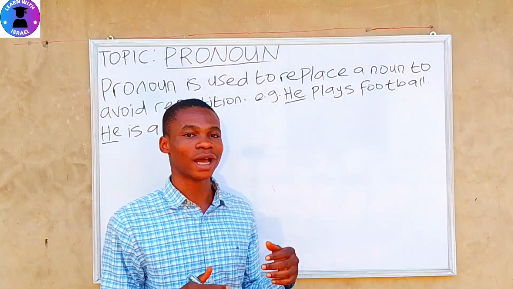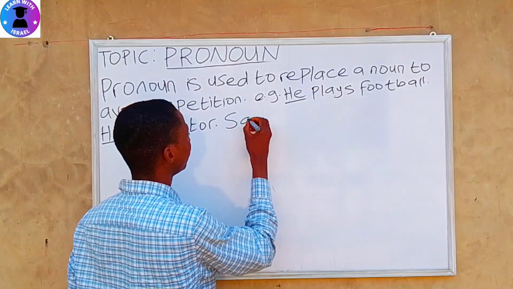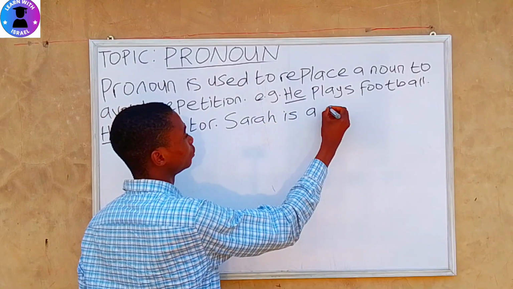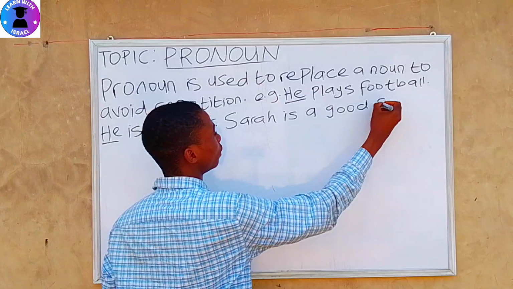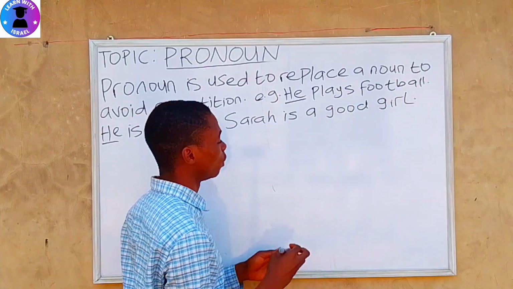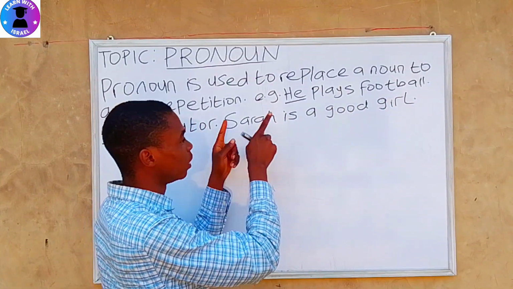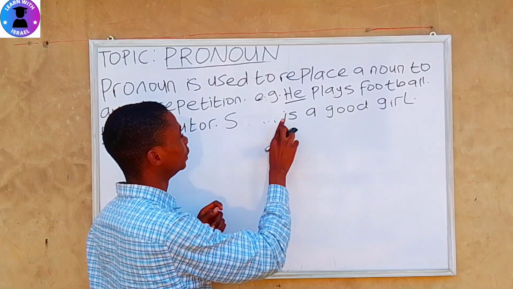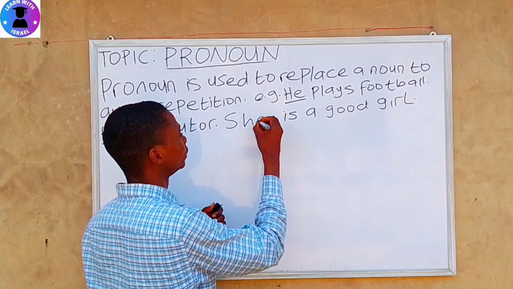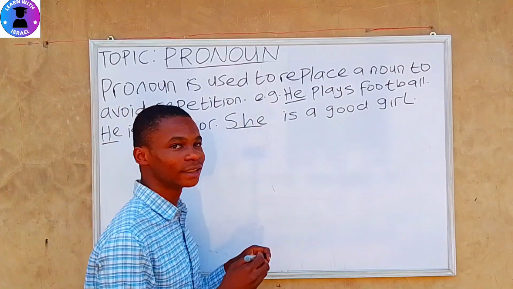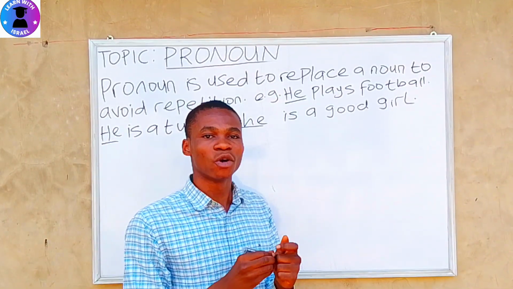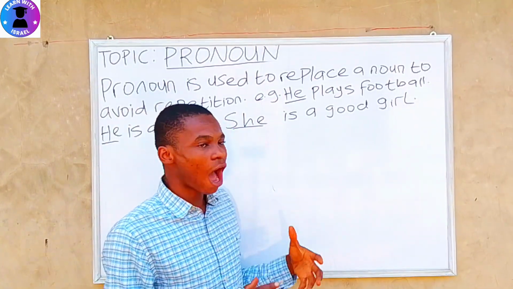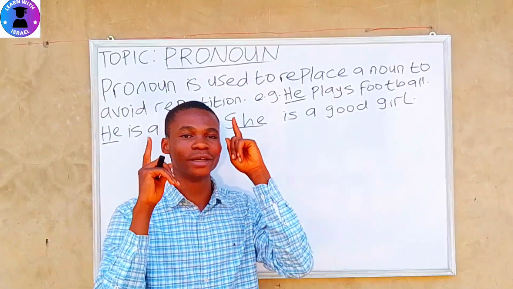So another example, we have Sarah is a good girl. Sarah is a good girl. So this Sarah is the noun. So if you want to replace it, what do we do? We change it to she. She is a good girl. So this she is a pronoun. So by now you should understand the definition and how to replace the noun with a pronoun.